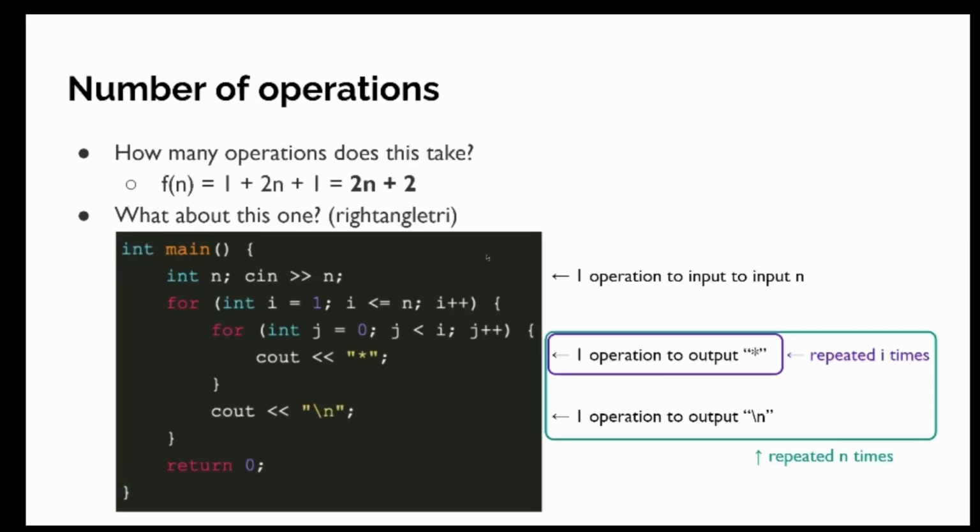So let's look at another example, right angle triangle. One operation to input n, and we see there are two for loops, called nested loops. There's one operation inside the nested loop and one operation inside the outer loop. The operation in the nested loop is repeated i times, i referring to the outer loop's integer i. The other one, cout new line, is in the outer loop, and so that is repeated n times. And this green box representing repeating n times also encapsulates the purple box, because the purple box is a nested loop.